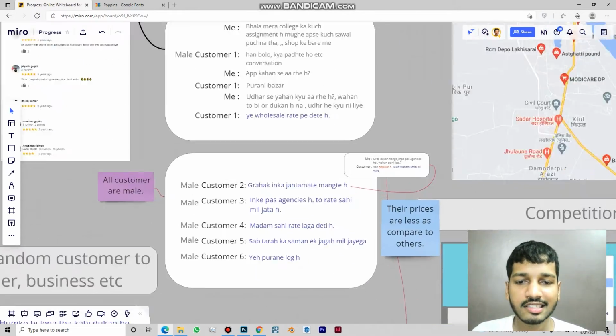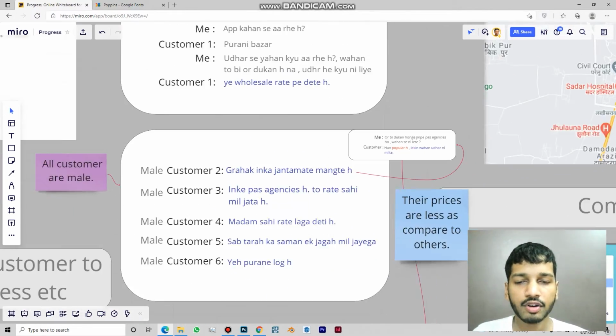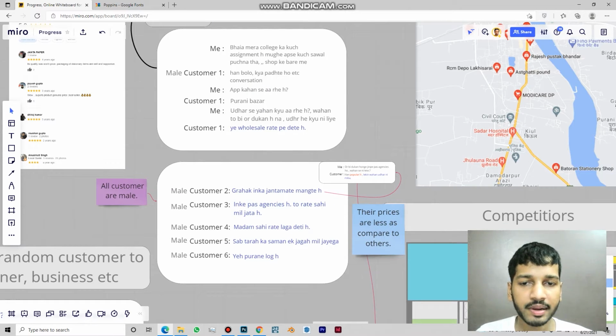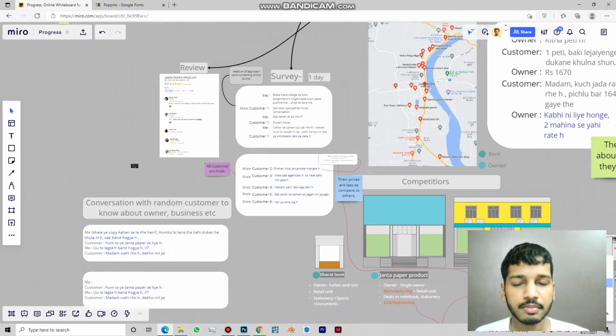And another customer's review: other customers ask for them by name, they have agencies. So these were the most prominent ones. Few words were repeated, so I did not mention the repetitions.